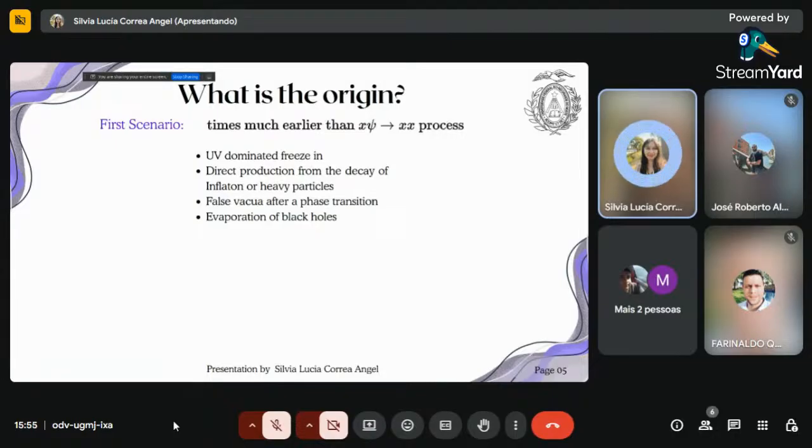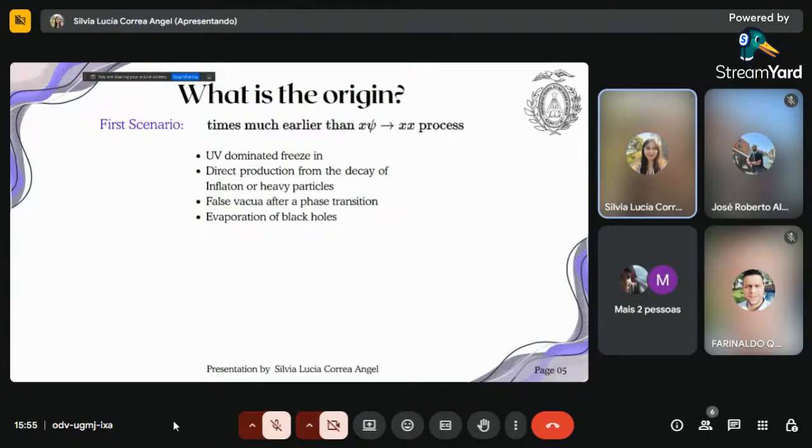This could be achieved from different scenarios and mechanisms. For example, the UV-dominated freeze-in, the direct production from the decay of the inflaton or heavy particles, the false vacuum after a phase transition, or even the evaporation of black holes. They are also just mentioning, without going through it, that it could come from some exotic mechanisms in order to produce this small quantity.